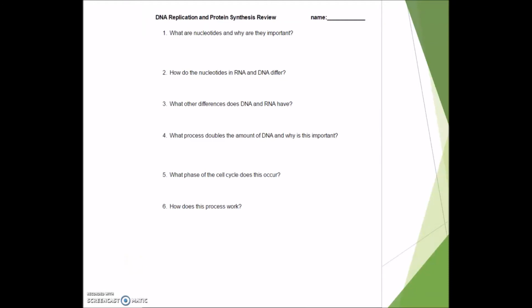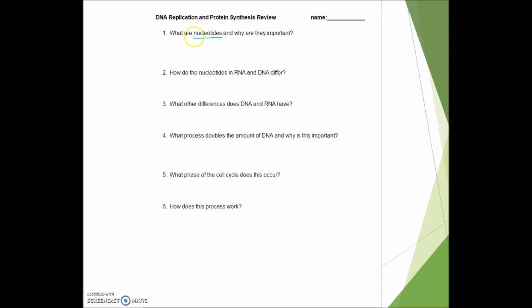Okay, so I'm going to quickly review DNA replication and protein synthesis for you. We're going to start out talking about a nucleotide. This is kind of where it all begins. We start talking about this in our very first day of class when I introduced the monomers of nucleic acid. And these nucleotides are very important because they make up all of our genes and they make up our DNA and our RNA inside of our cells.